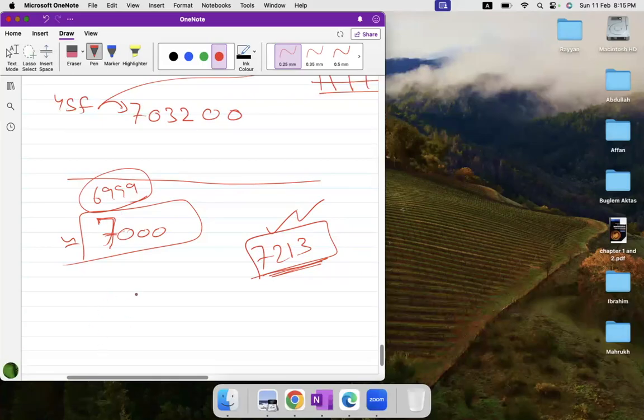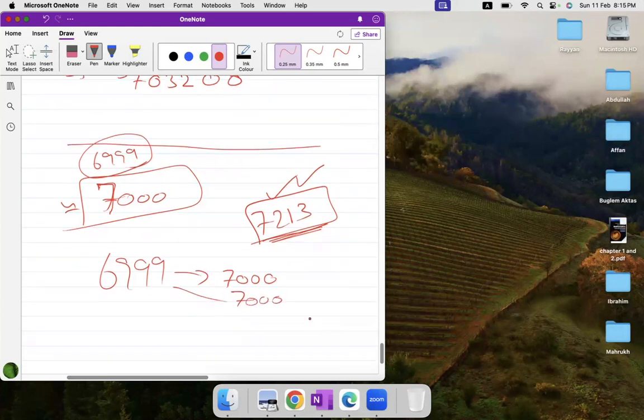If I just round off this figure, 6,999 to 1SF, would it be 7,000? Yes. And again at 2SF, again at 3SF. For four significant figures, yes, it is it. Unless we look at the decimal numbers, how many cents or how many pennies there were. Getting it?